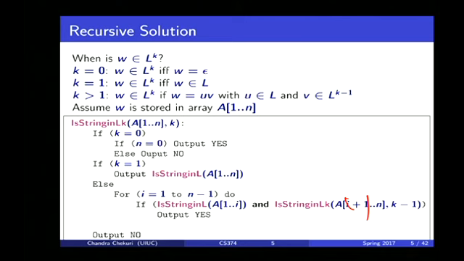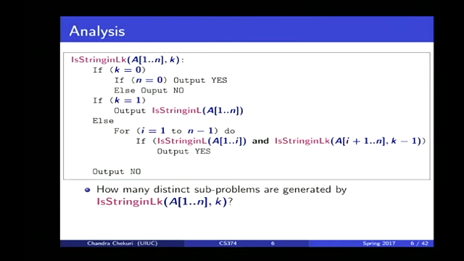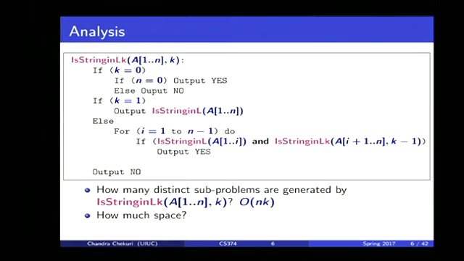My claim is that each of the sub-problems is a suffix together with some integer between 0 and k. So the number of sub-problems is only n times k, and we understand the structure of it. We generate O of n k sub-problems, and each needs allocated space. It's a two-dimensional array now because we have two parameters, and so we need that much space.